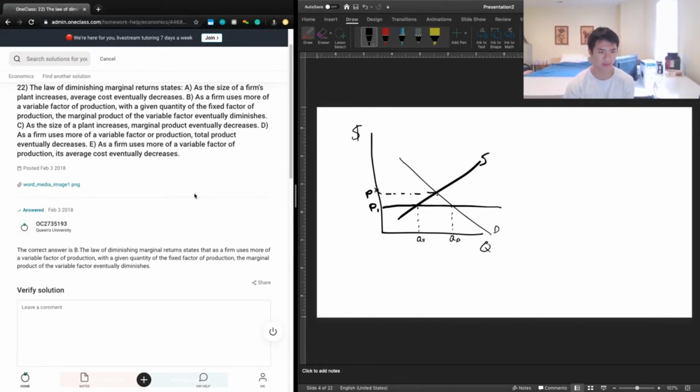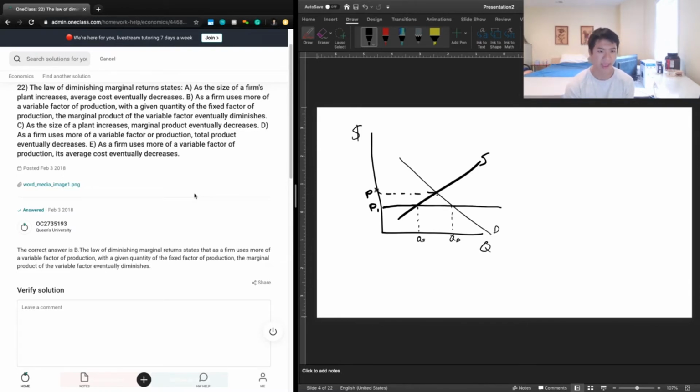Let's make sure that none of the answer choices are better. C says as the size of a plant increases, marginal product eventually decreases. And again, we said that the size of a plant is not encompassing enough of all the variable factors of production for this to be what the overall law of diminishing marginal returns is aimed at. So it's not going to be C.